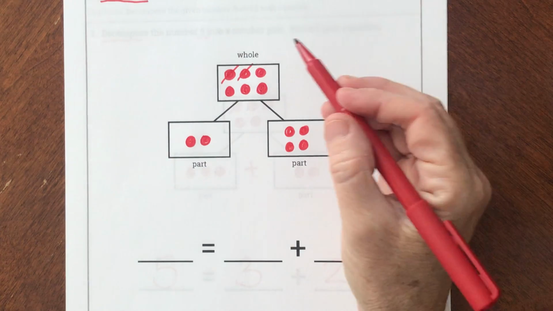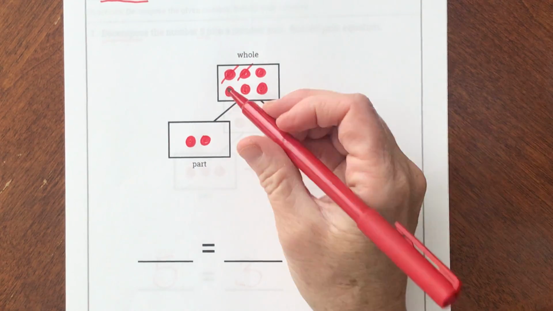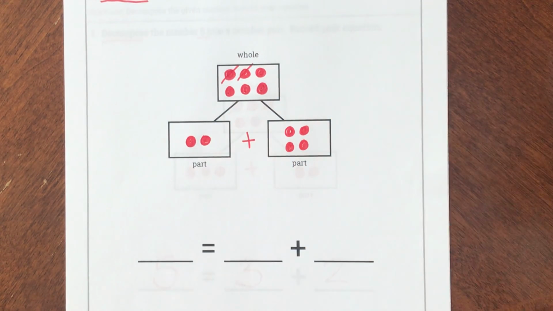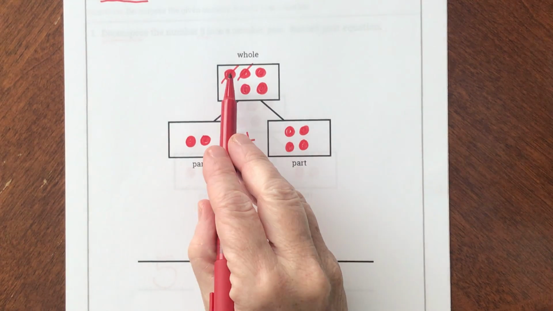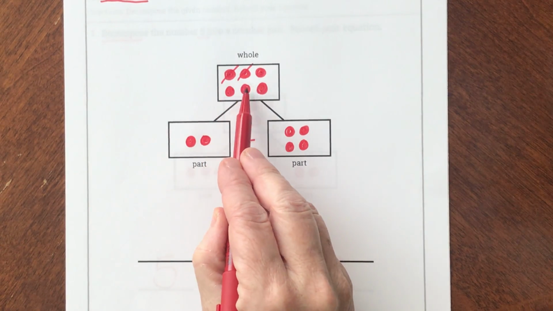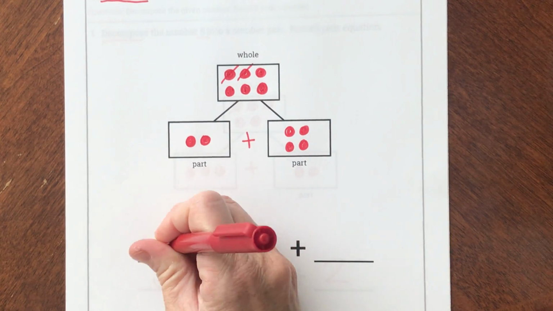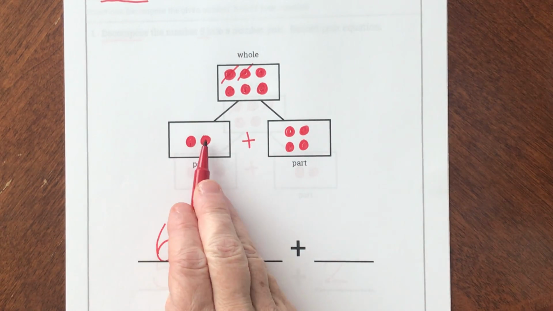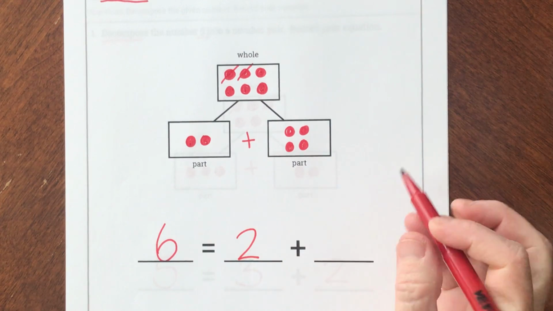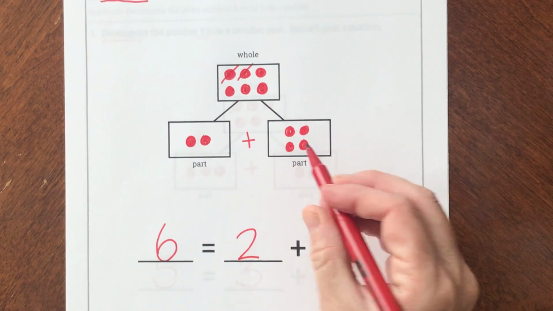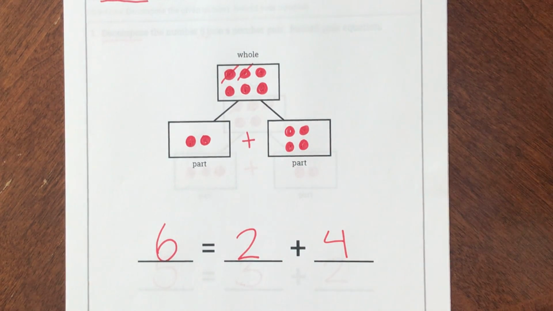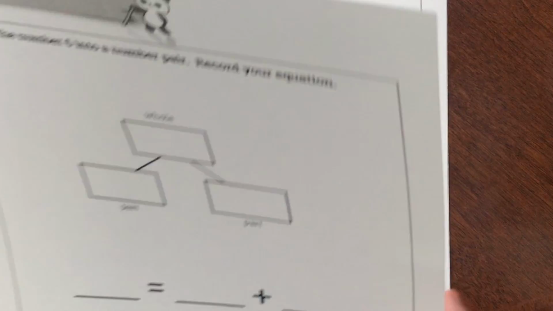Okay, and I know my equation is whole equals part plus part. So what was my whole? 1, 2, 3, 4, 5, 6. And my part was 1, 2. And my other part was 1, 2, 3, 4. Okay, so that's just one way I could have done this, friends. There's many other ways I could have done it. I'm going to show you just one more.